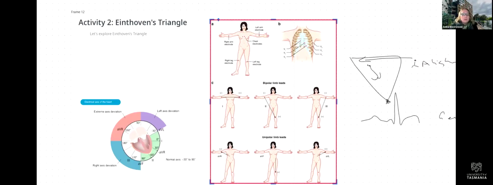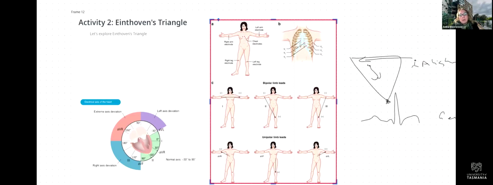When we use Einthoven's triangle, all it is showing us is that there are 3 views. We've got a lateral view in lead 1, and we've got 2 inferior views, and you can see that because if you look at lead 2, you've got it happening from the arm down to the foot.